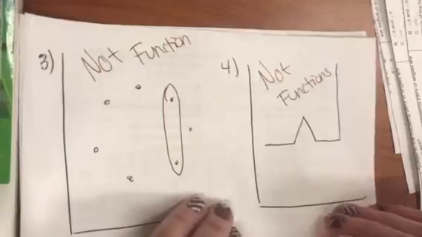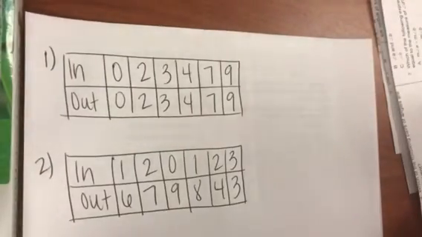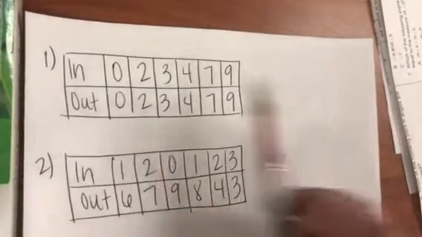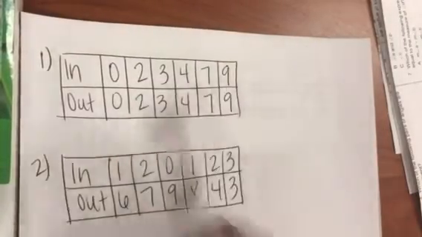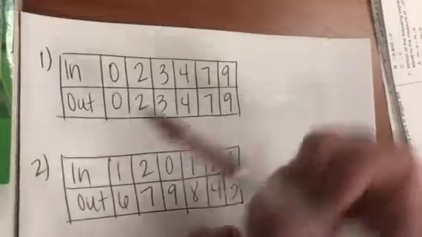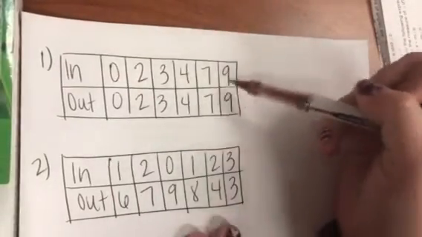So that's how you tell on a graph with the vertical line test. A table. Now, with a table, we've got to be careful. We've got to look. It's got to have how many outputs for each input? Only one. Okay, so I'm going to make sure all my inputs are different. So 0, 2, 3, 4, 7, 9. Are any of them repeating? Nope. So that means each one has a single output.